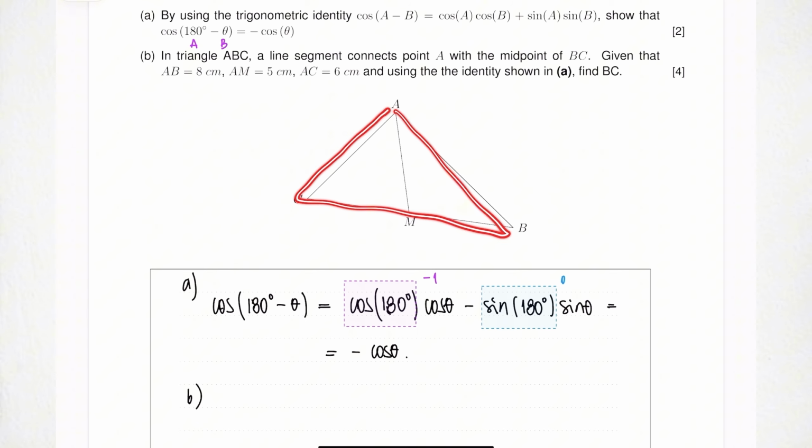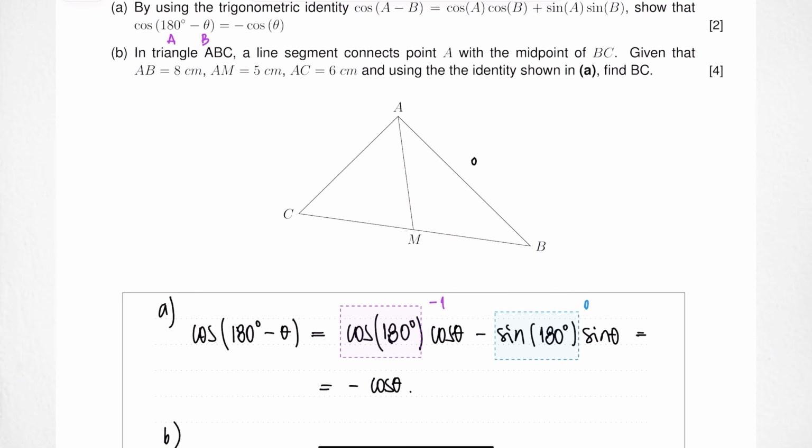Now let's jump to question B, which is the most intricate one. In triangle ABC, a line segment connects point A with the midpoint of BC, meaning that this is equal to this. Given that AB is equal to 8, AM is 5, and AC is 6, and by using what we got from question A, we need to find the segment BC. And how do we do that?